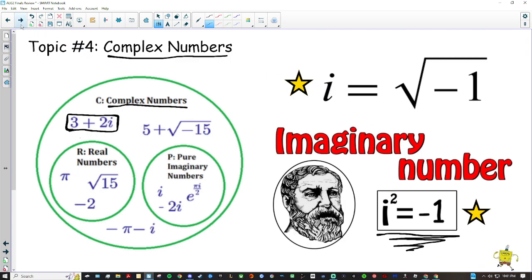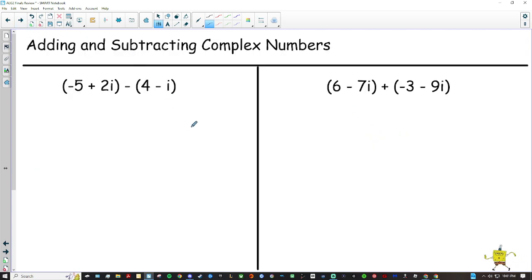And here we go. Question number 1 and 2. Let's talk about adding and subtracting complex numbers. Now, how do we tell if we're adding or subtracting? Well, the key is to always look in between your complex numbers. Here we have our first number, -5 plus 2i, and our second number, 4 minus i. These are two complex numbers. In between, we can see that minus sign. So we are going to make sure we are subtracting.